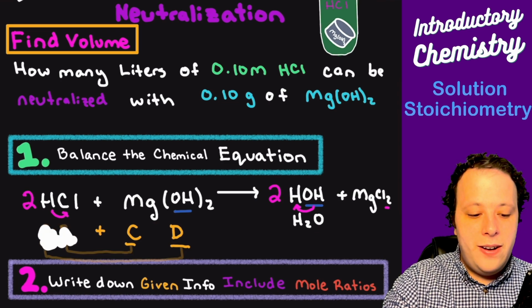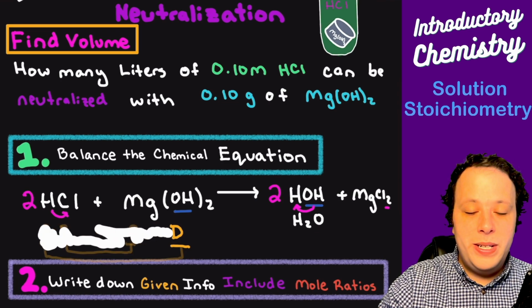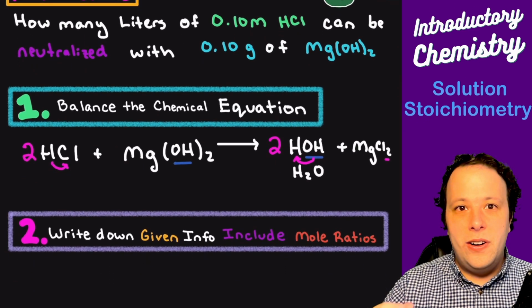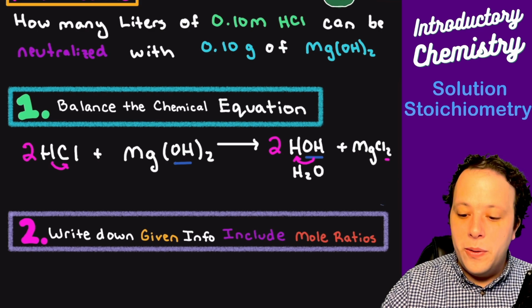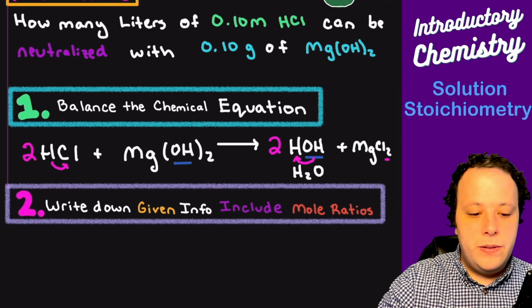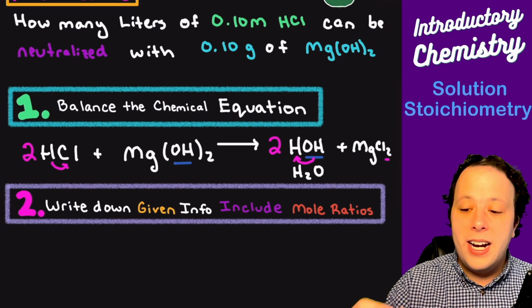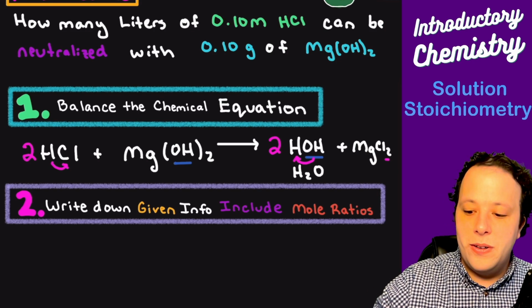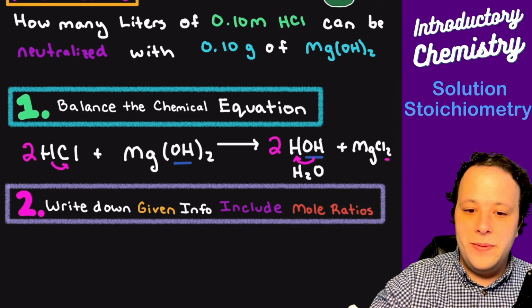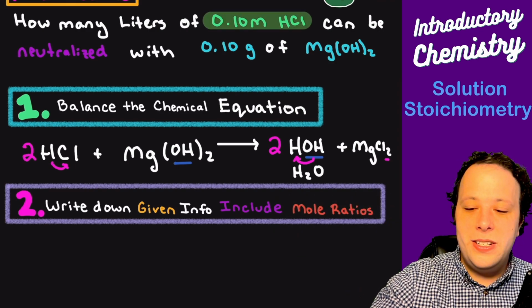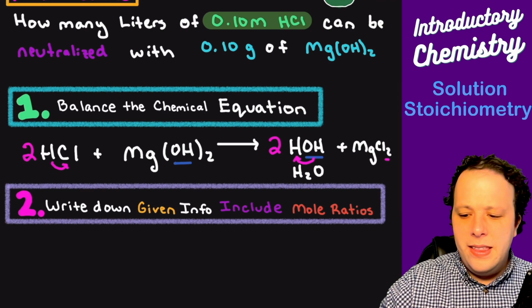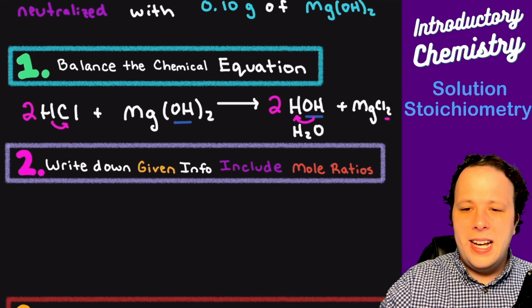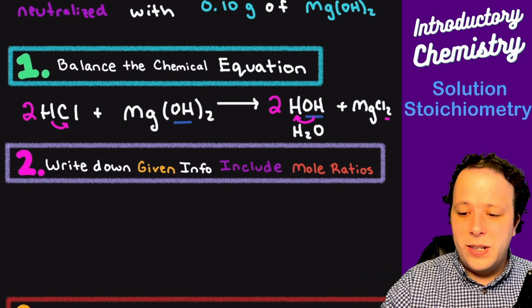All right. Now, our next step is we need to write down the given information and include all mole ratios that are important in the problem. So when we do that, we've got to read carefully what we have. We see that we have 0.10 moles of HCl. So with that, we're going to write that down. And the thing that's always important is making sure we write everything down underneath the different parts of our chemical equation.